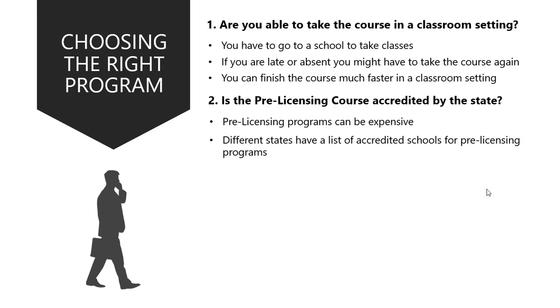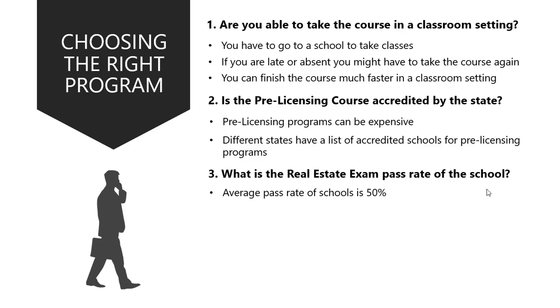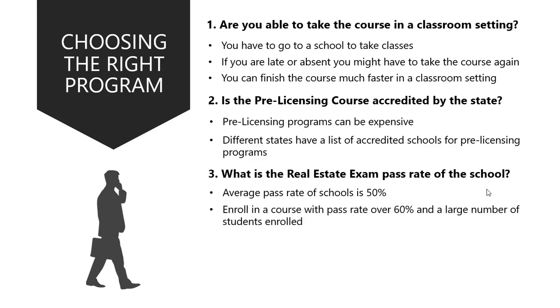Thirdly, you need to ask yourself, what is the real estate license exam pass rate of that school? So you need to check the pass rate of each and every school you're willing to enroll into. So what is the real estate exam pass rate of the school? An average state accredited school has a pass rate of 50%. And that is why if a course has a large number of students and a pass rate of over 60%, then this is an indicator of a good program.